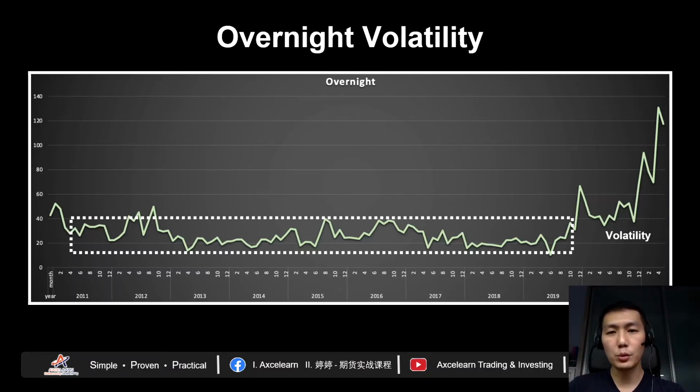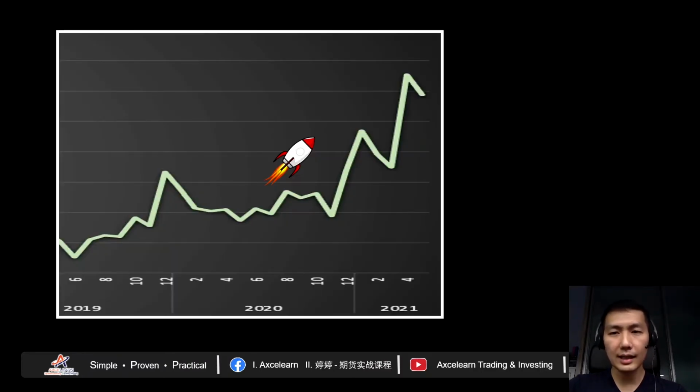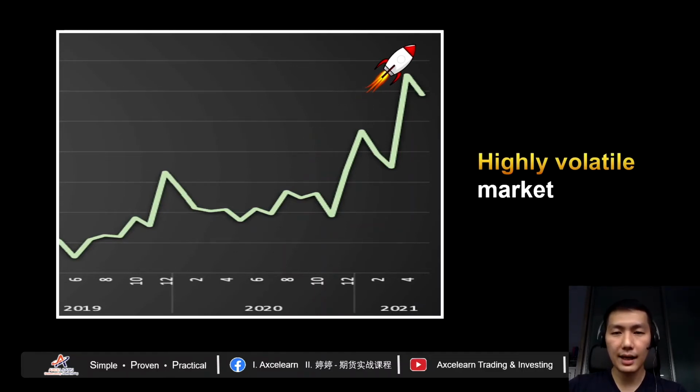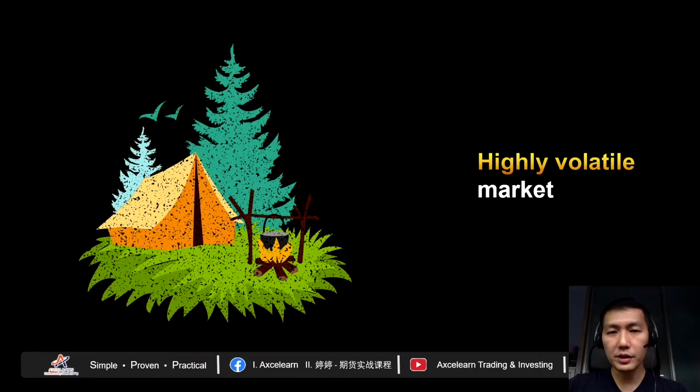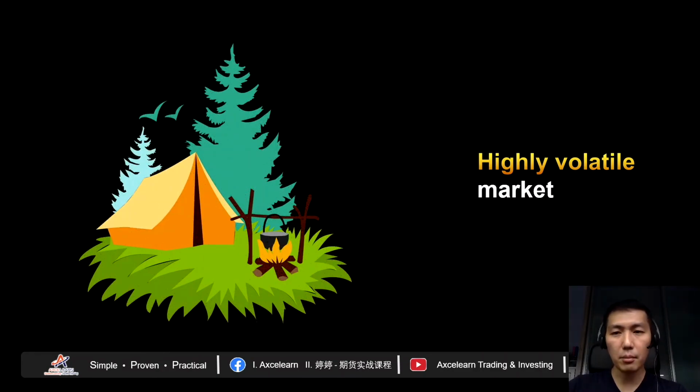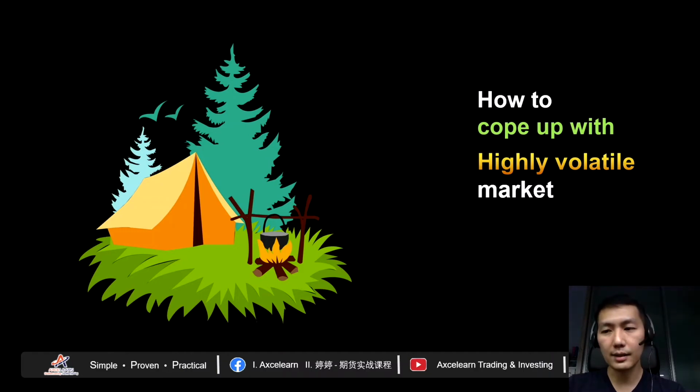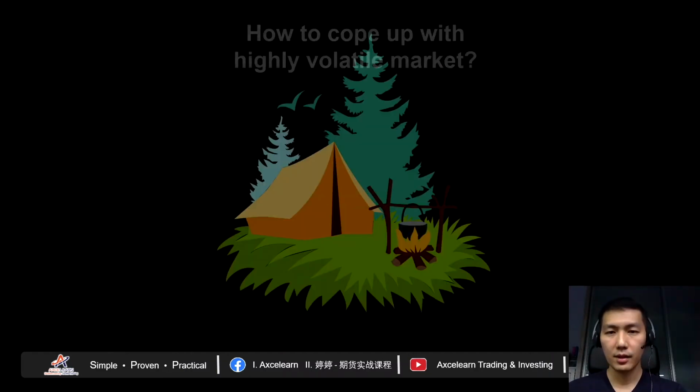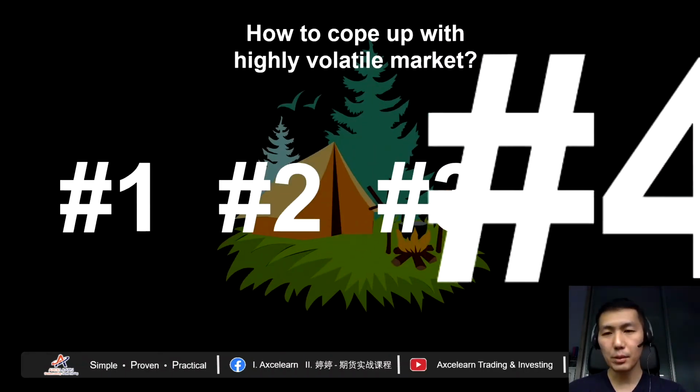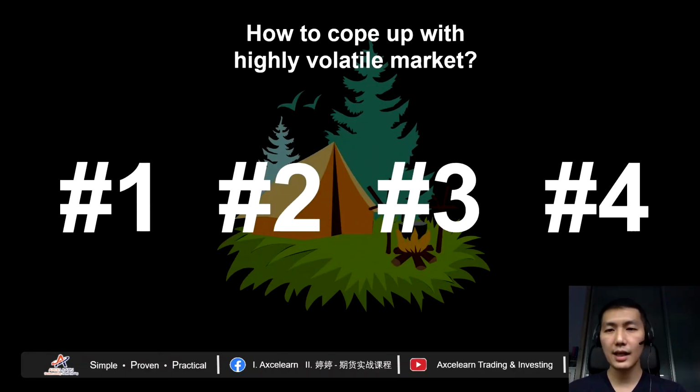So it is important for you to understand how you can deal with the highly volatile market. A highly volatile market is defined as an increase in volatility as compared to the history. The question for you is, for the current highly volatile market, how are you going to cope with this new market that is different from the past? In this video, I'm going to share with you 4 simple ways to cope with this highly volatile market. You can choose whichever of these 4 ways makes the most sense to you.